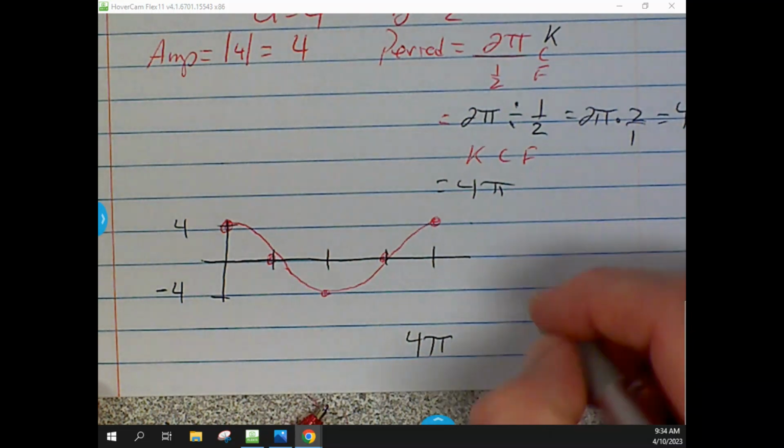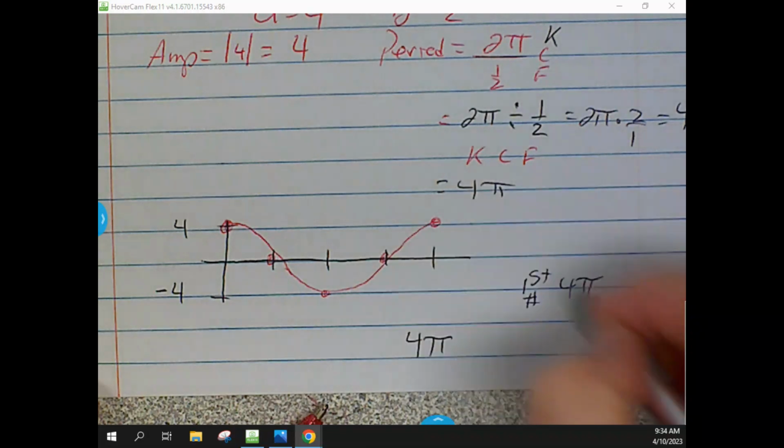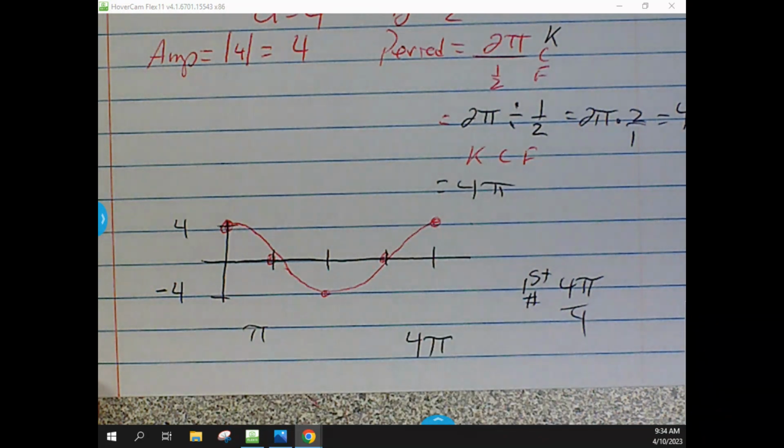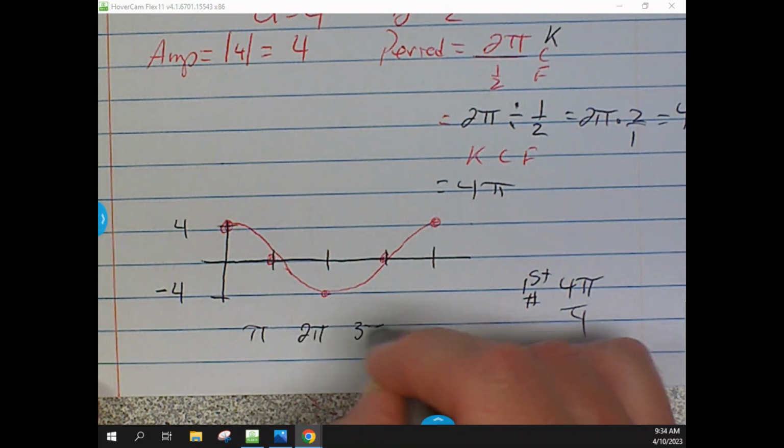All right, and for your first number, this one should be really easy because we're going to take our period, 4 pi, and divide it by 4. Well, that cancels out, so this is just 1 pi or just pi. This is 1 pi, the next one is 2 pi, the third one is 3 pi. There you go.